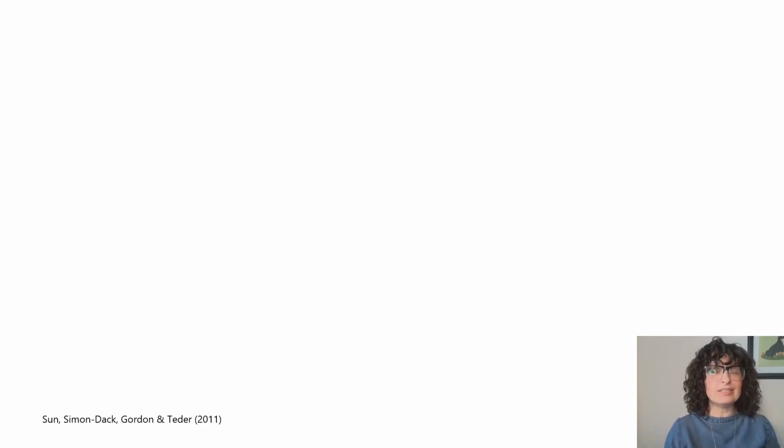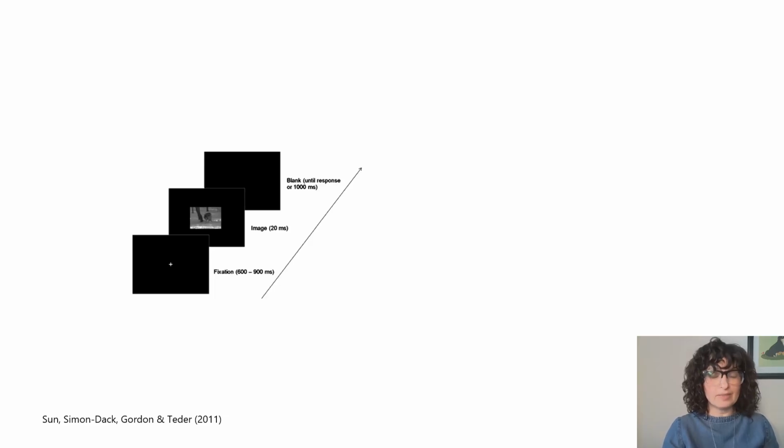Sun et al. actually did an experiment to look at this explicitly. They wanted to see what the impact of contextual information was on people's ability to recognize and categorize two different categories of objects, which were animals and vehicles. In their experiment, participants fixated at center on each trial. Then they were presented with an image for 20 milliseconds, which is a ludicrously short period of time. It's going to feel like you didn't really see anything until you start to get used to it. And then a blank would be presented until participants made their response. Their job was just to indicate whether the central object in the scene was an animal or a vehicle.